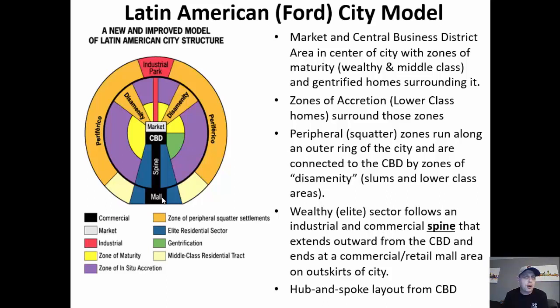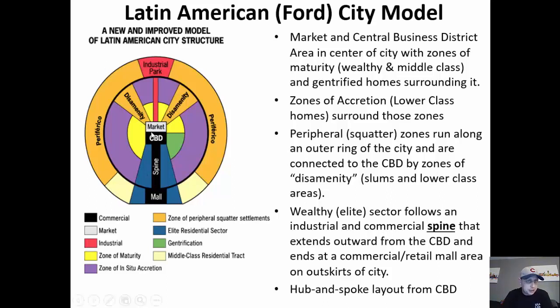Oftentimes, on the opposite side of the city from where the commercial spine is located, you're going to see an industrial spine or industrial park that has a lot of factories in it. A lot of maybe lower-skilled workers are going to be working on that side of the city, whereas the wealthier folks and maybe the more high-skilled workers are going to be working in the commercial spine, the black area surrounded by the blue. So a lot going on here with this setup.